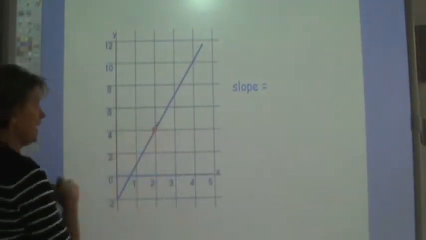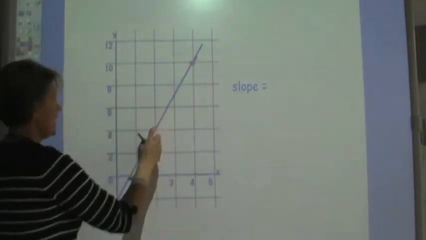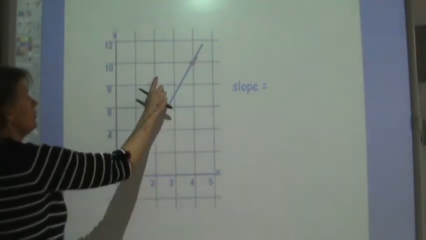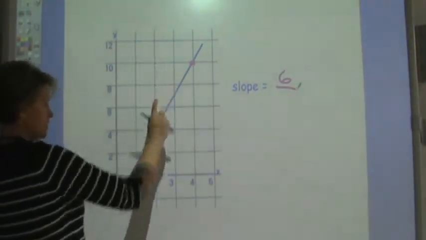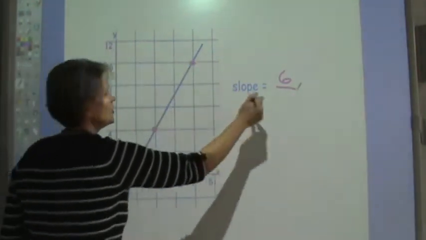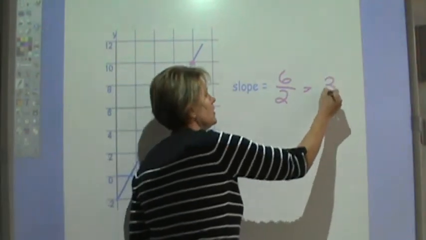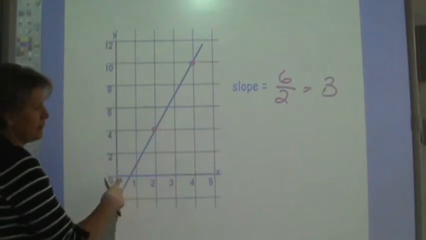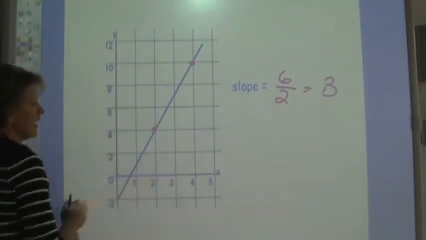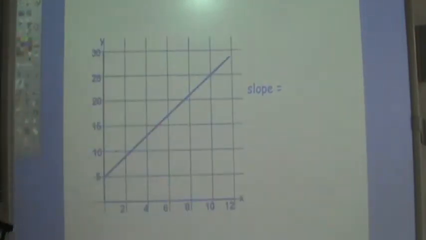Okay, here's a good spot. So I'm going a rise of 2, 4, 6. And my run is by 1, so 1, 2. So here my slope would be 3. So they're not being consistent with their counting, so just keep that in mind. Watch to see what everybody's counting by in your graphs.